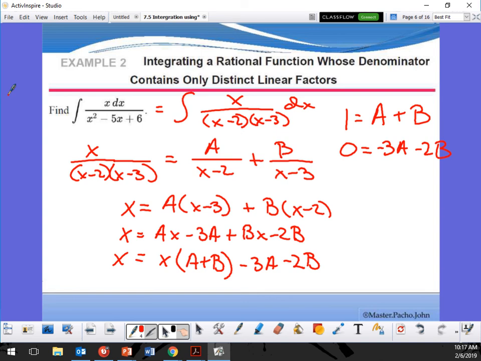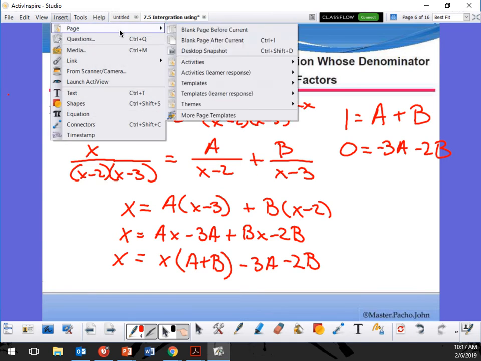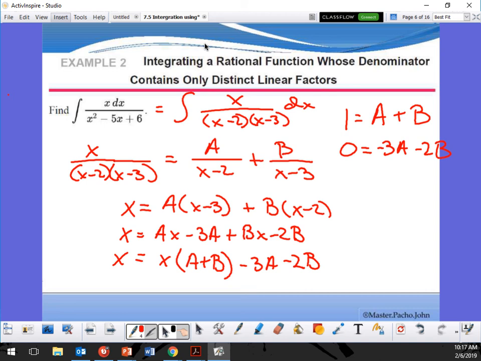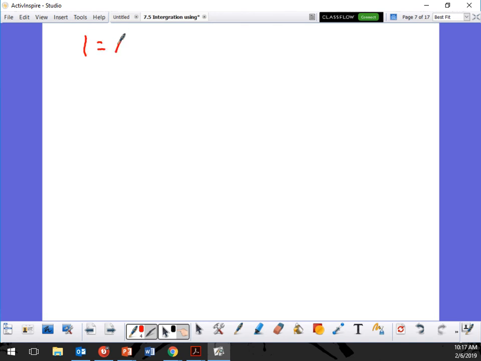All right. So, this is going to be a system of equations. So I'm going to bring this over to a new page. So it's going to be 1 equals a plus b, and 0 equals negative 3a minus 2b. All right. So we could use substitution or elimination. What do you guys want to do? Substitution, I say a is equal to something and plug it in for the a. Whereas elimination means I multiply to try and add them together to cancel it out. What do you want to do?